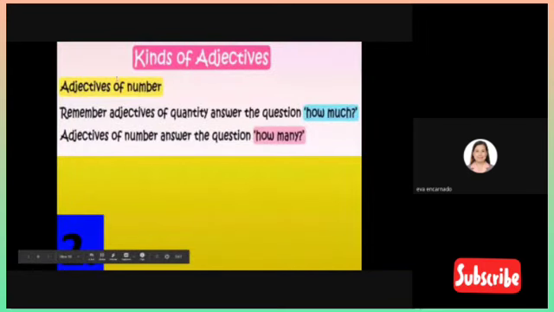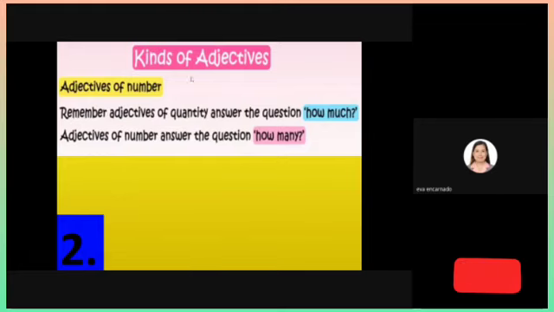Okay, when we say adjective of number, we are still in number 2. Remember, adjectives of quantity answer the question how much. When we say adjective of number, it answers the question how many. When we say how many, we are referring to the exact amount of something. Pag how much, approximate lang siya, hindi eksakto. Pag how many, eksakto talaga.